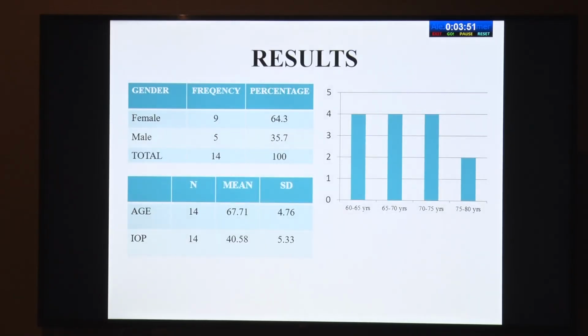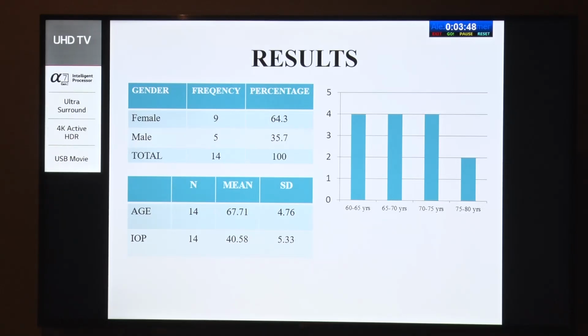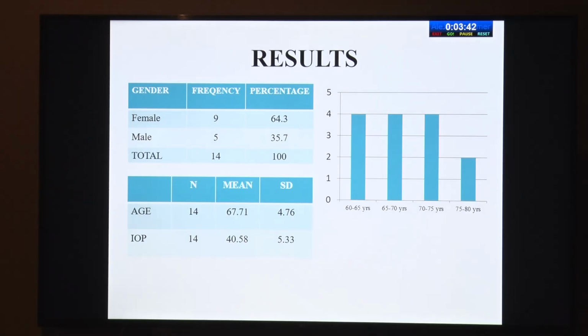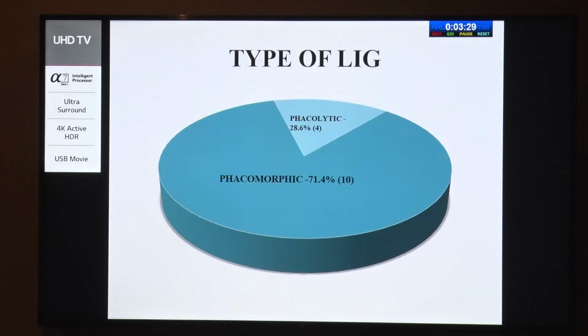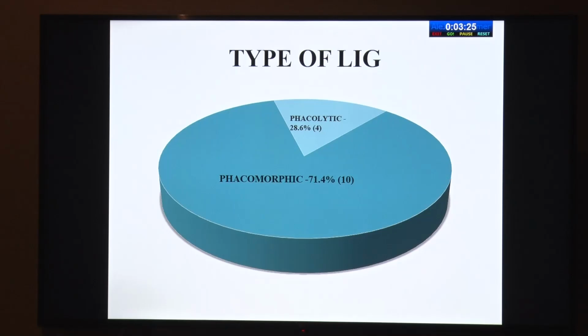The results were: females were the majority in this study, 9 of them were females and 5 were males. The mean age was 67.71, with equal distribution between all the age groups except for 75 to 80 years. The mean IOP was 40.58, and the maximum of them presented with an IOP between 40 to 45 mm of mercury. Phacomorphic glaucoma was seen predominantly in this study, followed by phacolytic.